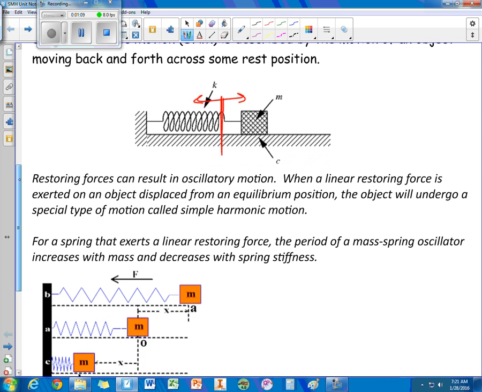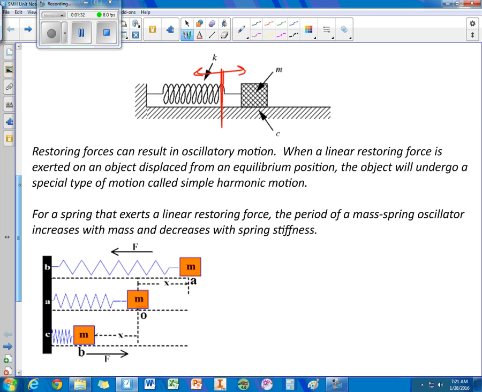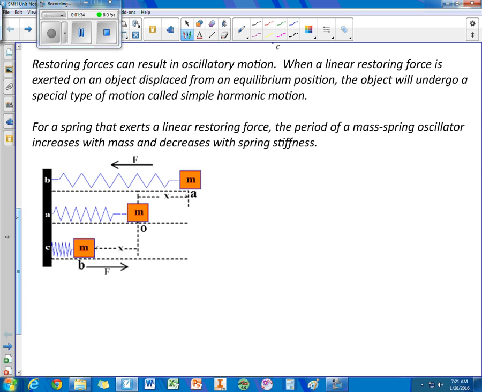So some knowledge for this: restoring forces can result in oscillatory motion. Looking at this diagram up here, the restoring force would be the elastic force. When a linear restoring force is exerted on an object displaced from an equilibrium position, the object will undergo a special type of motion called simple harmonic motion. Now, for a spring that exerts a linear restoring force, the period, which means the time of oscillation of a mass spring oscillator, increases with mass and decreases with the spring stiffness.